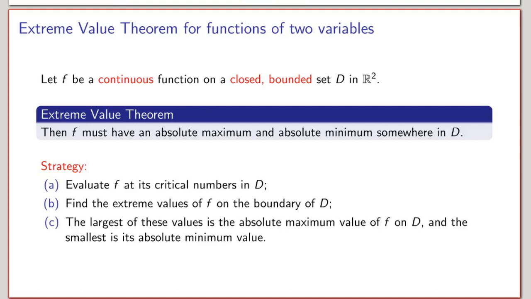So it goes in 3 steps. The first step is to evaluate the function at its critical numbers in the set D. The second step is now to find the extreme values of f on the boundary of D. So in other words, you want to evaluate f at all the boundary points, but now it's probably going to be a continuous boundary, like a curve. So you need to find the extreme values of the function on this boundary. And the last step is to compare all of these values and pick the largest, which will be the absolute maximum value of the function on the set, and the smallest, which will be its absolute minimum value. So that gives a very powerful method for solving optimization problems when the function is continuous and defined on a closed bounded set.